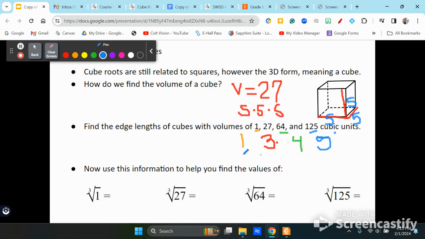So now that we know that, we can apply it. What we're really doing is asking the same question as above. If I know the volume, how do I find the side length? Well, I take the cubed root. So these are the same answers as we did with the cube, I'm sorry.